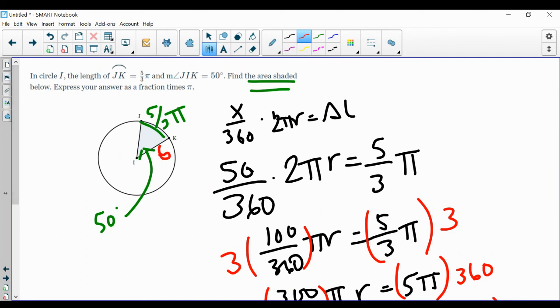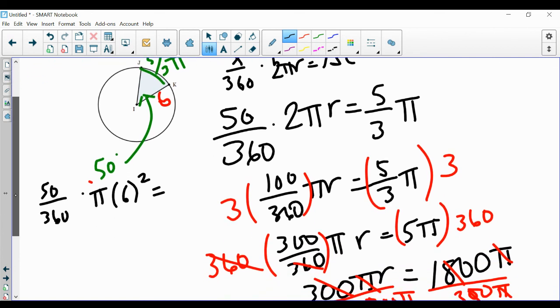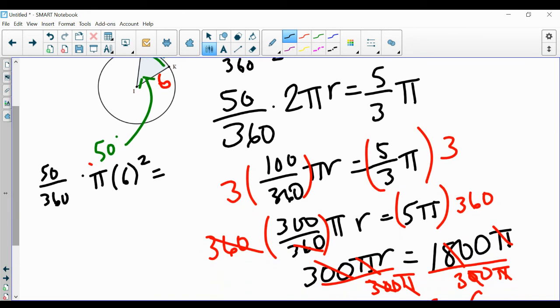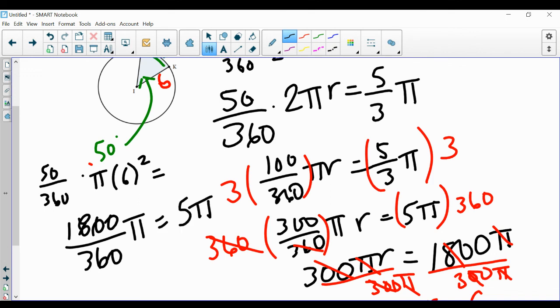So we're going to take our degree measure. So 50 divided by 360 times pi times our radius squared, and then get our area. Again, it says leave it in fraction and in terms of pi. So 50 times 36 divided by 360. 50 times 36 is 1800. Again, divided by 360. 5. Pi. Nice. So then it's going to be 5 pi. And that's it. You're done. It's just a little more of that where you have to stay invested kind of problems.